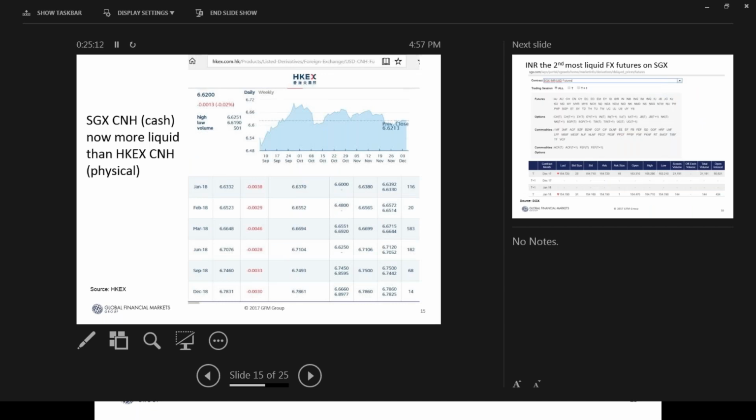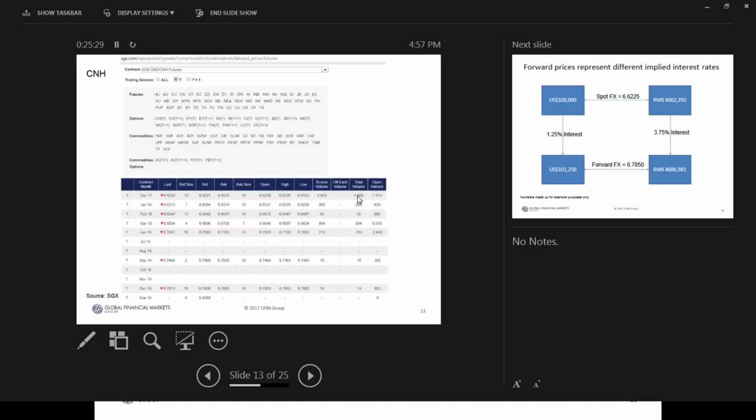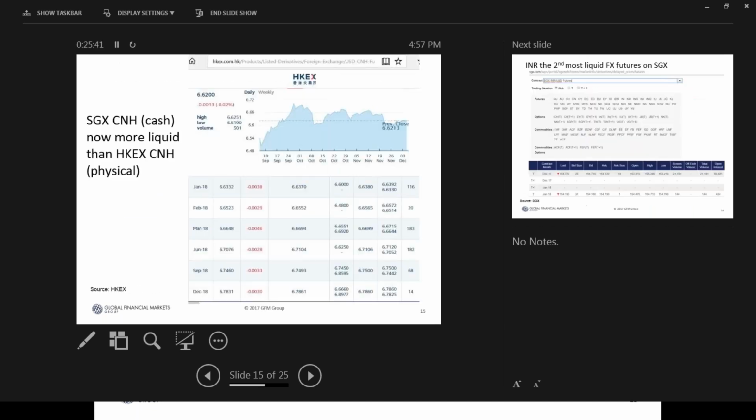So this was something which I think was very heavily shared on Twitter and on LinkedIn when the SGX CNH cash settled contracts had suddenly become more liquid than the Hong Kong Exchange's physically settled CNH contracts. Earlier I was showing that the SGX contract had a total volume of about 4,800 that particular day, with about 7,400 contracts open interest. Again, that's $100,000 notional per contract. By comparison, this January 18 contract only had 116 contracts of volume that particular day.